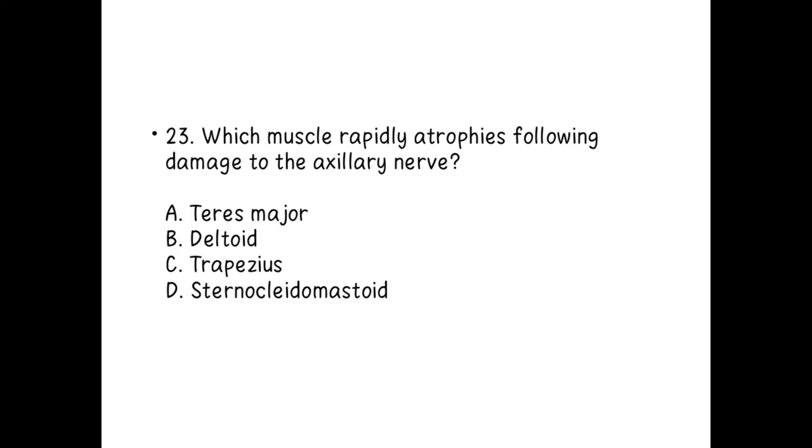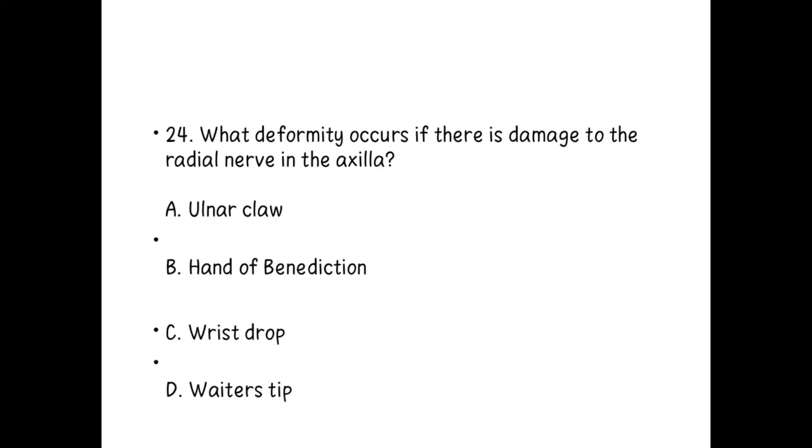Number 23. Which muscle rapidly atrophies following damage to the axillary nerve? A, the teres major. B, the deltoid muscle. C, the trapezius muscle. D, the sternocleidomastoid. So what they're asking you, indirectly, is which of these muscles is supplied by the axillary nerve? And the right answer to this question, like I've said repeatedly, is the deltoid muscle. Number 24.